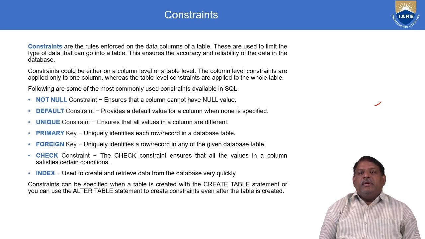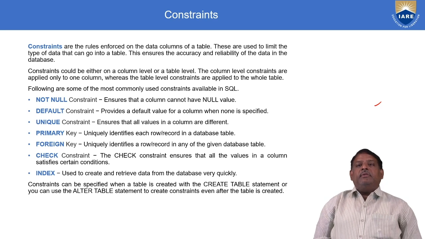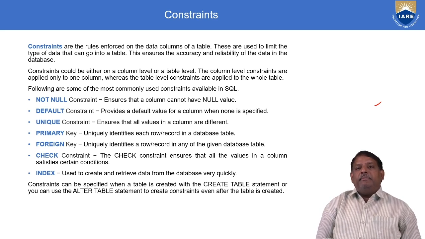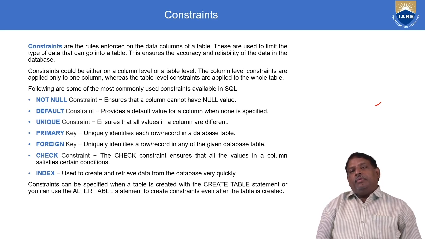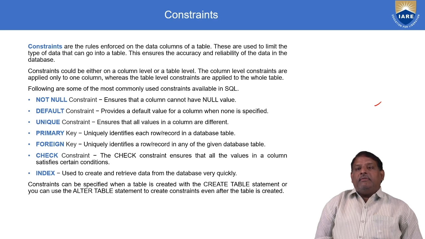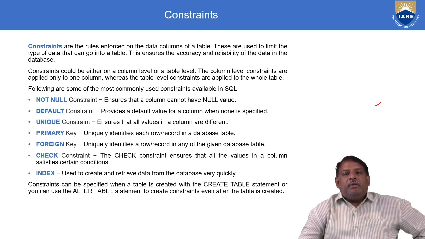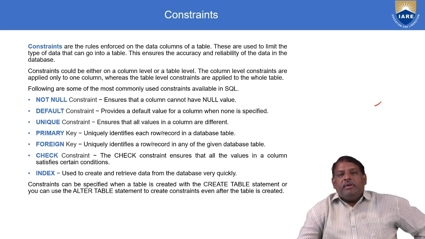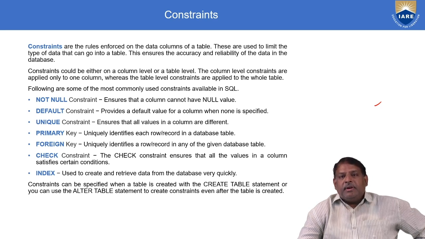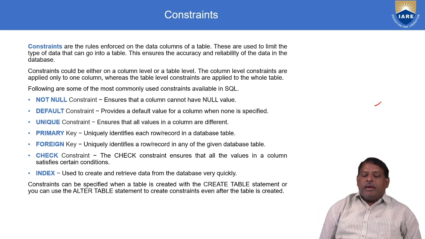Next, followed by the check constraint. This check constraint ensures that all the values in the column satisfy certain conditions. For example, you want to have the age between 12 and 30. When you try to enter an age less than 12 or more than 30, the value will not be inserted because we have a check constraint between 12 and 30. Then index. This is used to create and retrieve data from the database very easily. The constraints can be specified when a table is created with the CREATE TABLE statement, or you can use the ALTER TABLE statement to create a constraint even though the table is already created.